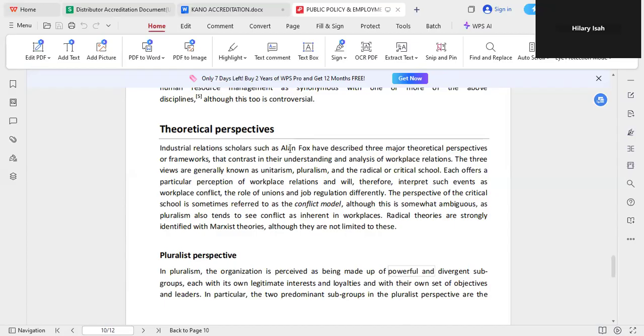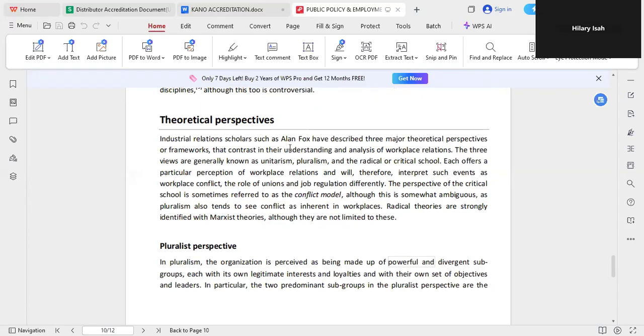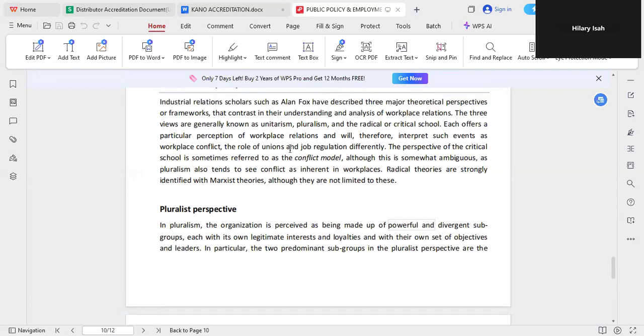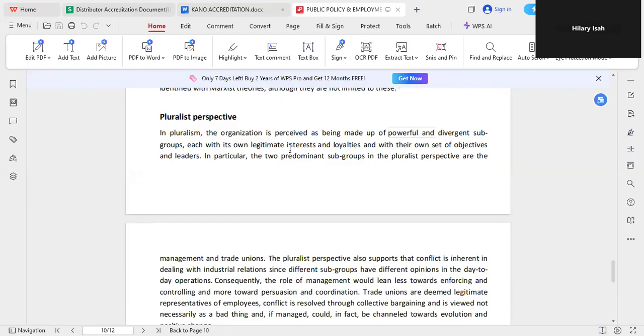The perspective of the critical school is sometimes referred to as the conflict model, although this is somewhat ambiguous, as pluralism also tends to see conflict as inherent in workplaces. Radical theories are strongly identified as Marxist theories, although they are not limited to these. So let's look at the three perspectives in understanding employment relations. The first is the pluralist perspective.